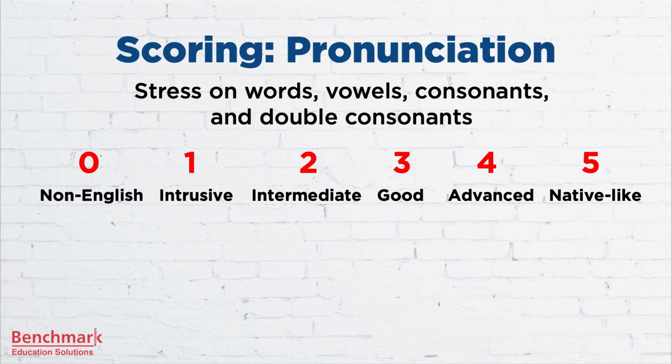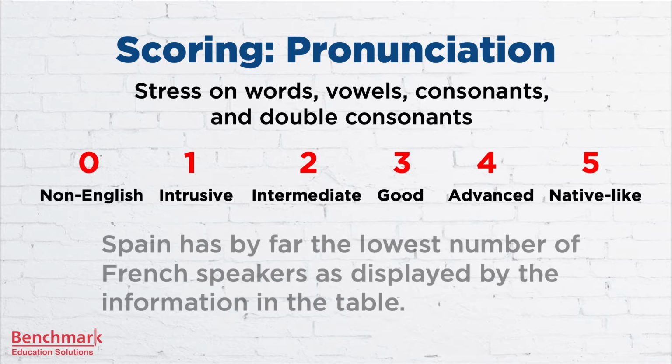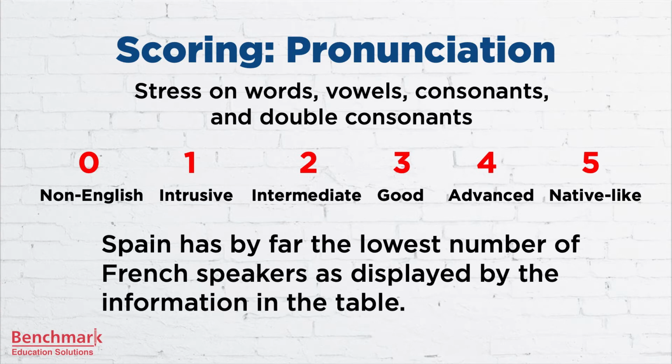0 being non-English and 5 being native-like. Let's look at this example. Spain has by far the lowest number of French speakers as displayed by the information in the table. Notice how I put appropriate stress on the words.